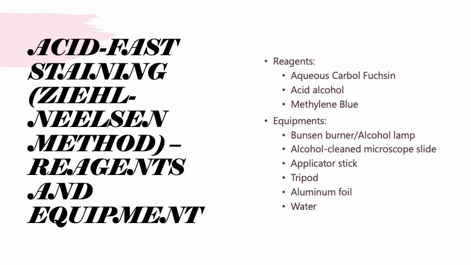Now, to summarize the equipment and materials needed. So, for reagents, you use aqueous carbolfuchsin, acid alcohol, and methylene blue. So, your aqueous carbolfuchsin is the primary stain, the acid alcohol is the decolorizer, and the methylene blue is the secondary stain.